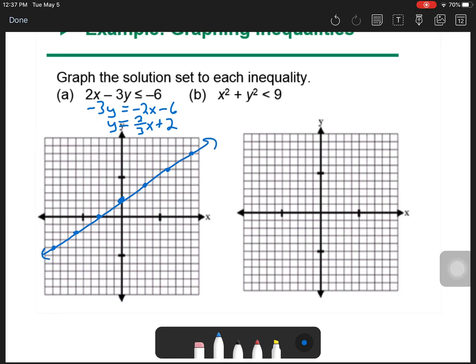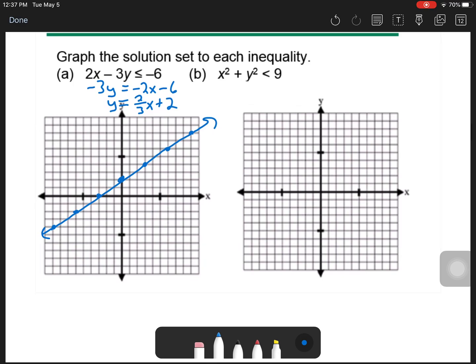Now what we need to do is pick a test point. And like I said, as long as your boundary doesn't go through the origin, (0, 0) is the easiest test point. So I'm going to test (0, 0). I'm testing that into the original inequality. This is real easy to do just mentally. I'm putting in 0 for x, I'm putting in 0 for y. That makes the whole left side of the inequality 0.